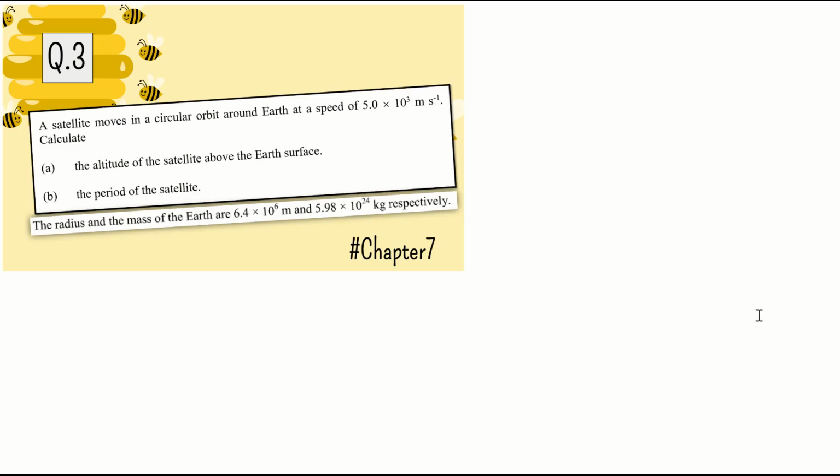Question number 3. A satellite moves in a circular orbit around the Earth at a speed of 5 times 10 to 3 meters per second. Calculate the altitude of the satellite above the Earth's surface.